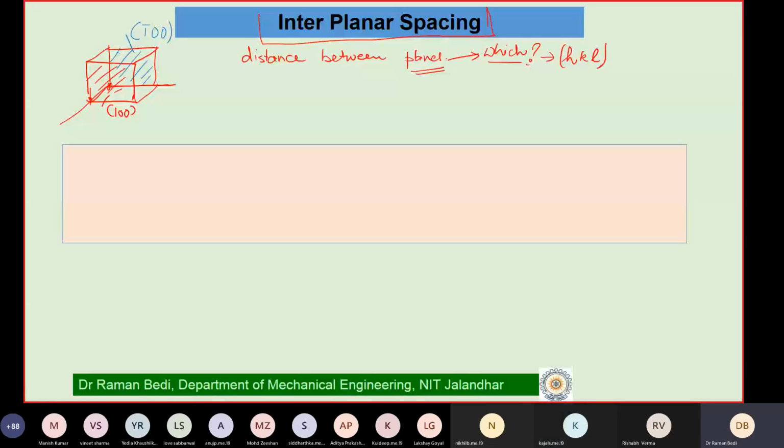Let us ask somebody else. Vipul Khetan. Okay, so it is clear: 100 and 1 bar 0 0. Are they the same planes? They are parallel. They are parallel. Are they the same planes? Try to answer my question. I am not asking whether they are similar planes. I am asking, are they the same planes?